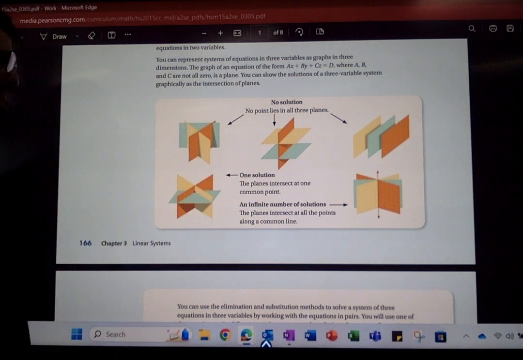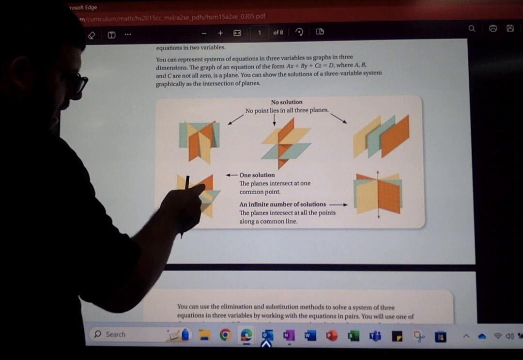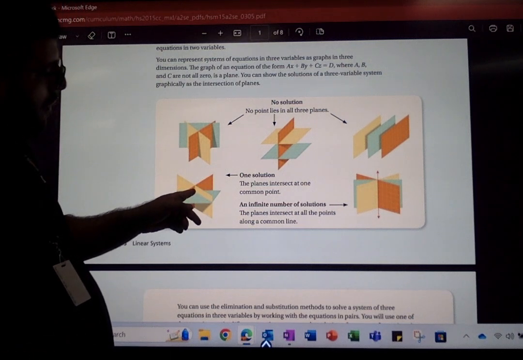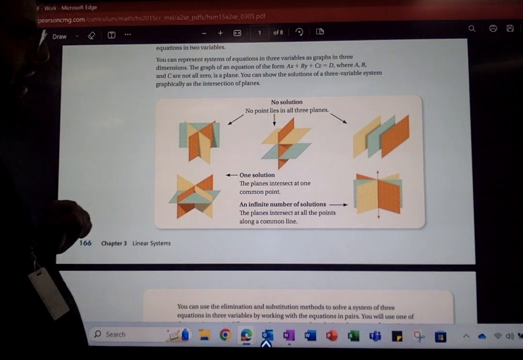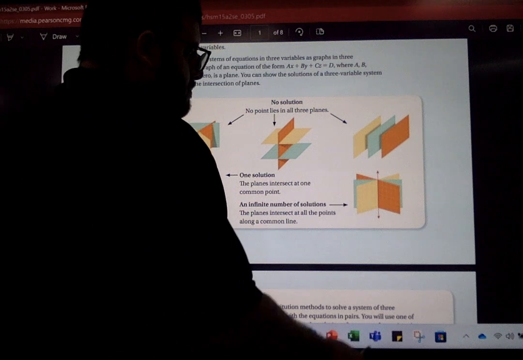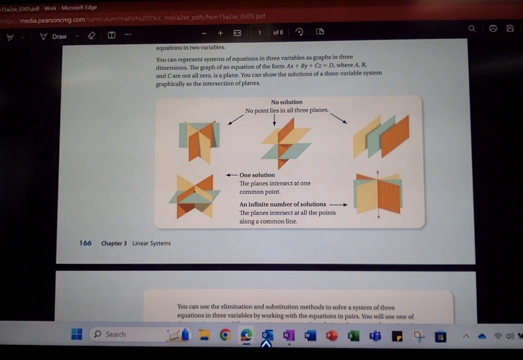And same thing here. With one solution, the planes intersect at one common point. So here's an example of an illustration where I have three planes, an x-plane, a y-plane, and a z-plane, and all three of them intersect at the same time at that one spot. Then we have an infinite number of solutions, a consistent and dependent system, where the planes intersect in a line. So you have multiple points where they intersect along that line.